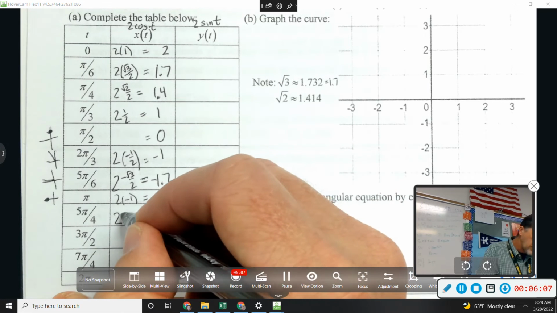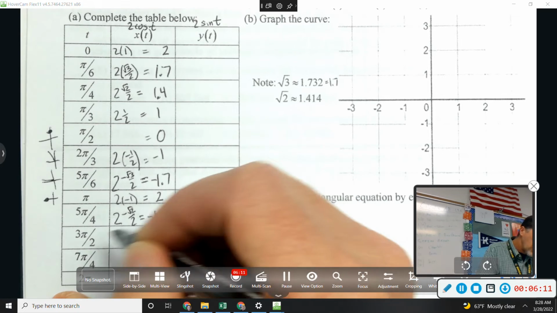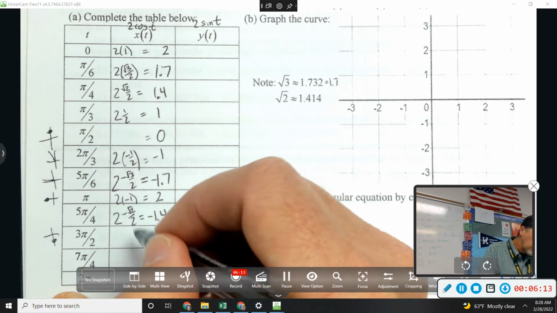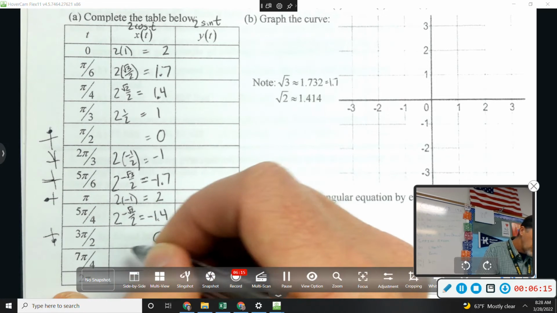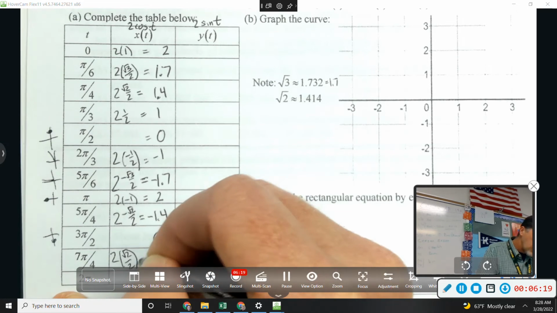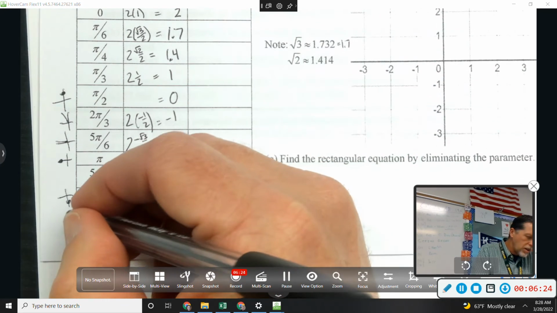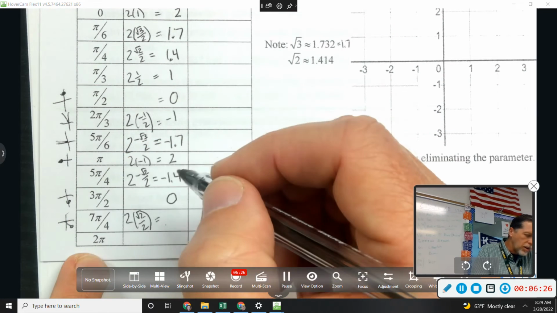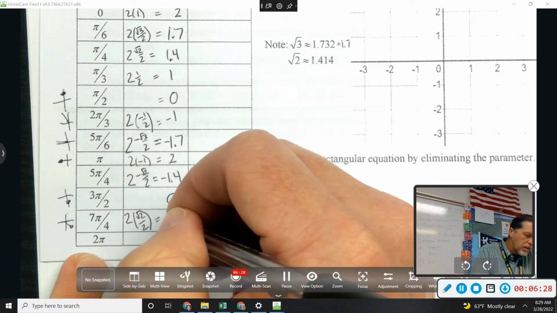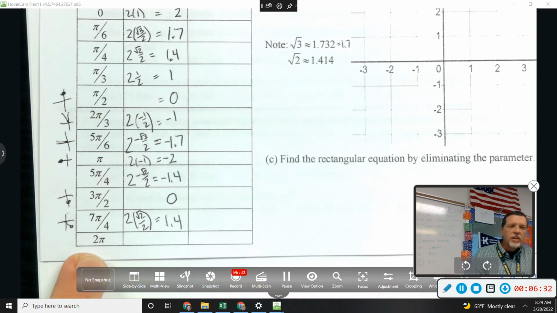Cosine 5 pi over 4, negative root 2 over 2. Cosine 3 pi over 2 would be 0. Cosine 7 pi over 4 is root 2 over 2. Uh-oh, did I mess one up? Yep. I'm going to go too fast.